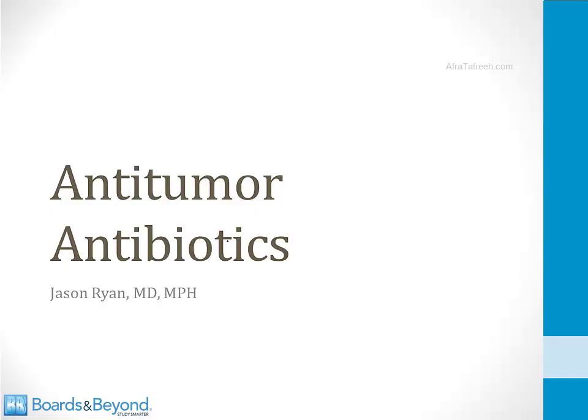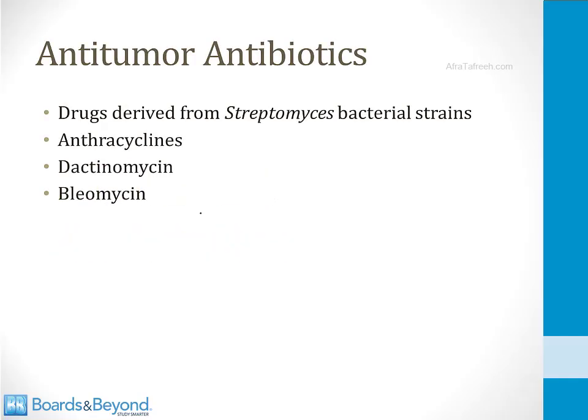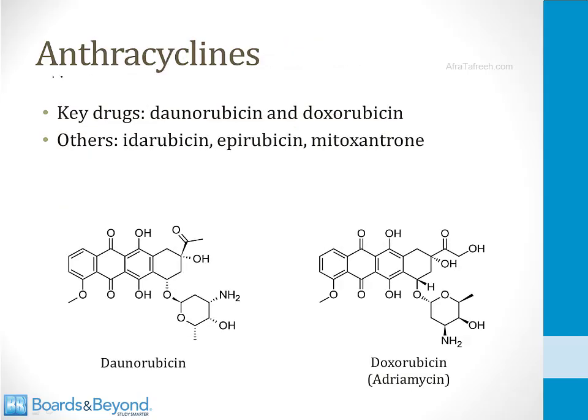Hi everybody, and welcome to our module on anti-tumor antibiotics. The anti-tumor antibiotics are drugs that are naturally occurring. They are all derived from strains of the bacteria Streptomyces, and we'll talk about a couple of drugs that fall under this category, including the anthracyclines, dactinomycin, and bleomycin. We'll start with the anthracyclines.